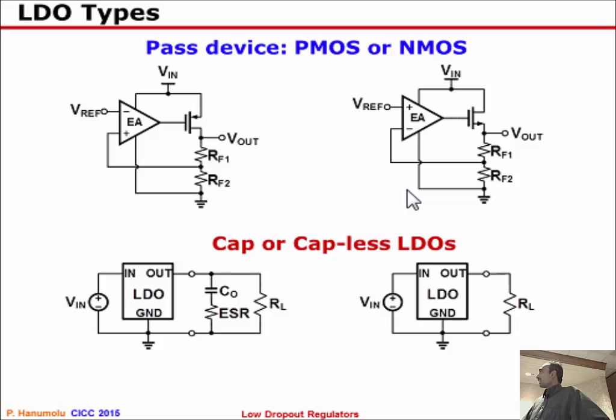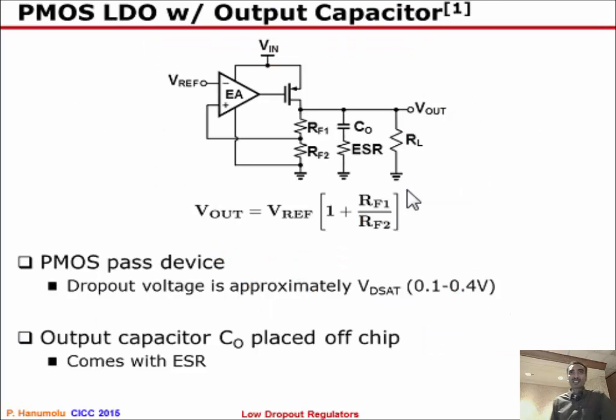By cap, I mean they require an output capacitor in order to make the loop stable and make the LDO work properly. Cap-less LDOs would work even without connecting an external capacitor. So the design trade-offs for cap and cap-less LDOs are slightly different, mostly in terms of stability, and we will discuss those aspects as well. So let's start with a PMOS LDO with an output capacitor.